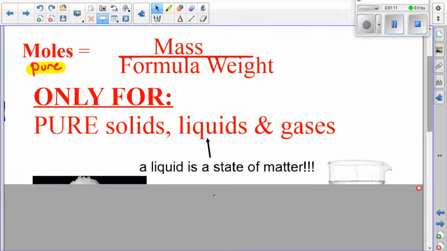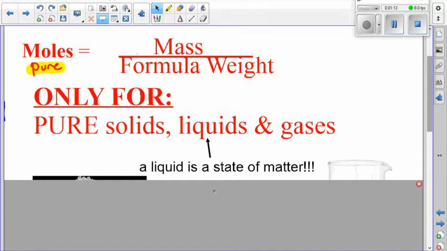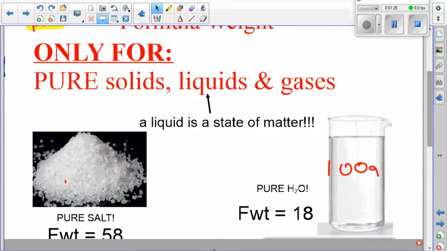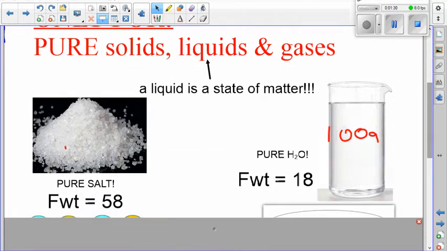A liquid, for example, is a state of matter that's a pure substance. Right here I have pure H2O, distilled water. That would be a liquid, a pure substance. So moles equals mass over formula weight works for that pure water. It'll also work for solid substances, so basically anything solid is going to be pure. So salt, for example, we can use that formula weight of 58.